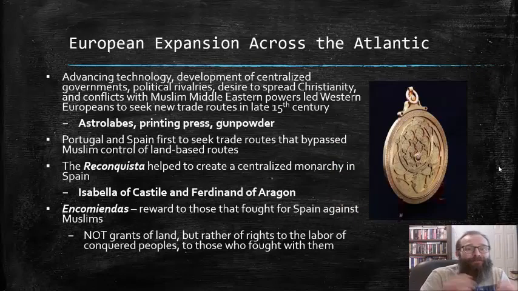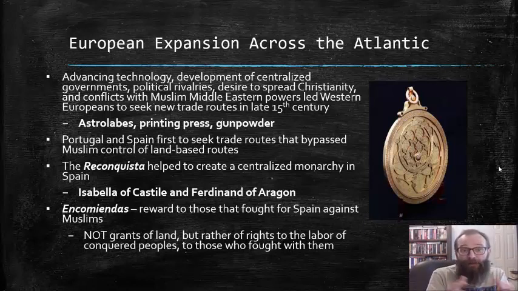Now, advancing technology, the development of these more centralized governments, which resulted in ever-increasing political rivalries as these governments competed for resources and population, a desire to spread Christianity, and conflicts with Muslim Middle Eastern powers led Western Europeans to seek new trade routes in the late 15th century.